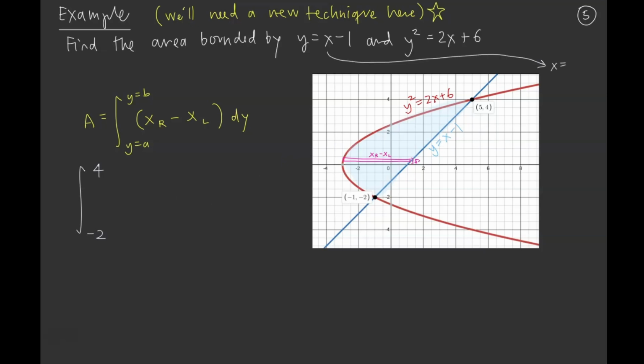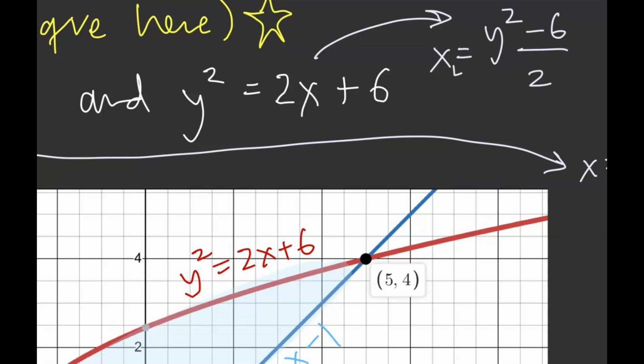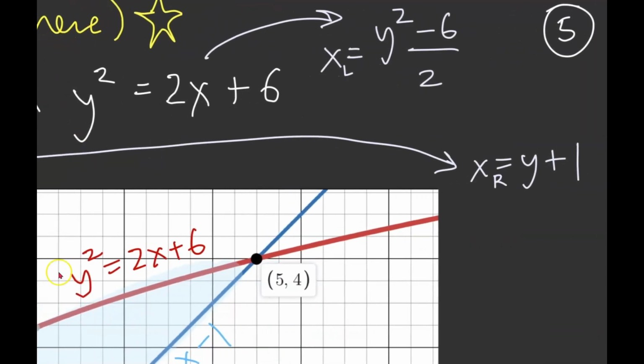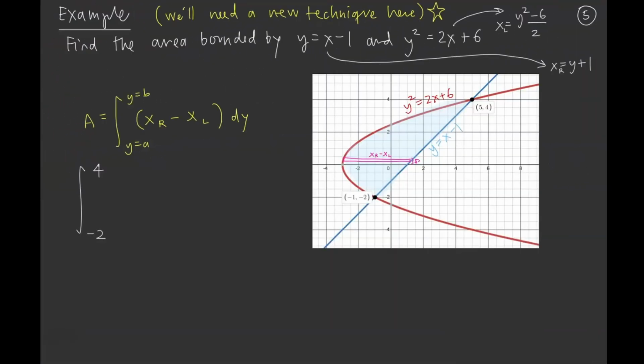This says that x equals y plus 1. And this one here, this relationship, says that x equals y squared minus 6, divided by 2. So these are the left x value and the right x value that we want to use. This will be xl, and this here will be xr. And that is the trickiest thing in a problem like this, is just making sure that you're summing up the rectangles using the right variables.